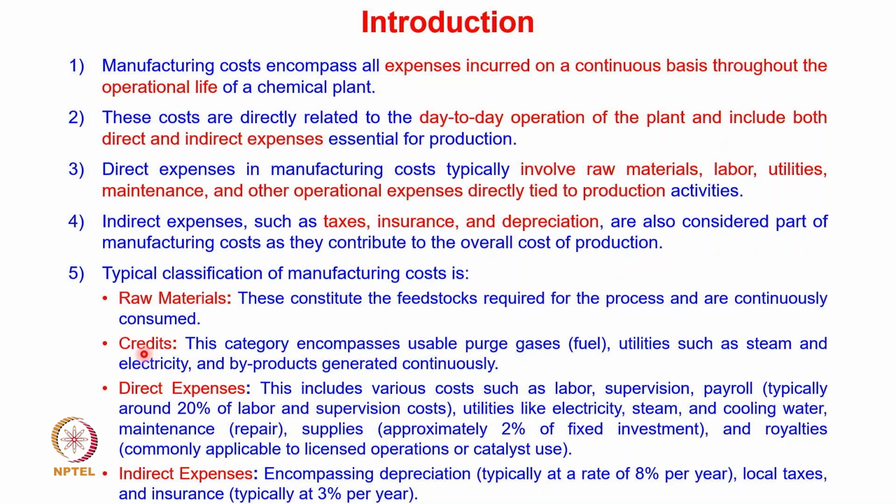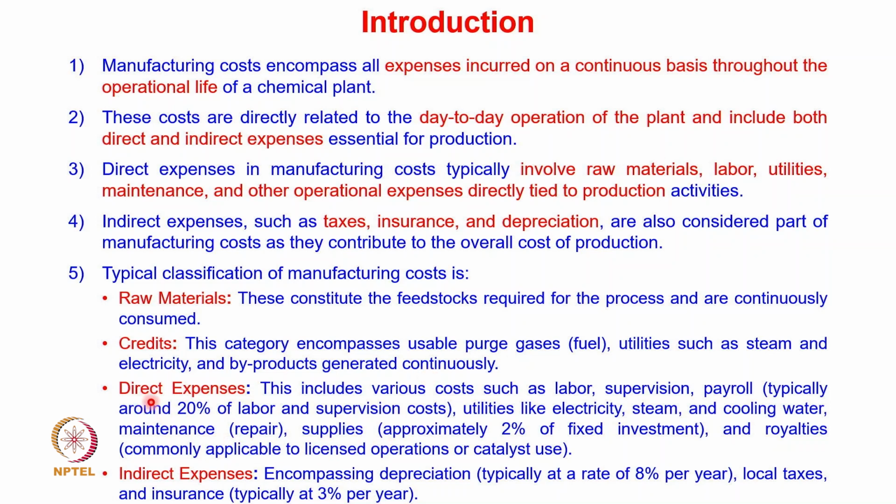Then the second classification is credits. Credits basically include the usable purge gases, utilities such as steam and electricity, and byproducts generated continuously. So that's why this is referred to as credits. These are the purge gases which are used as a fuel, utilities like steam which are generated, and the byproducts generated.